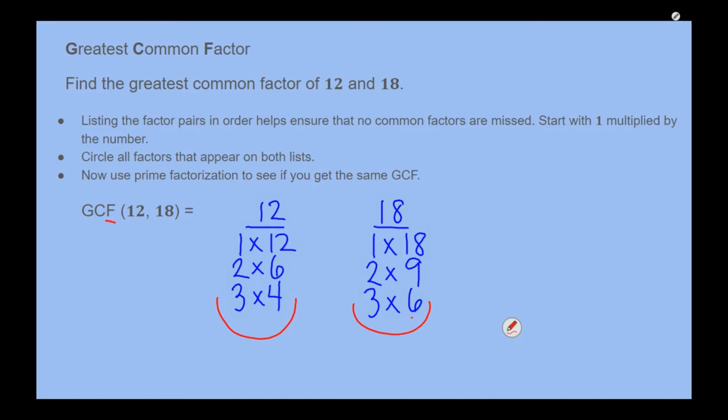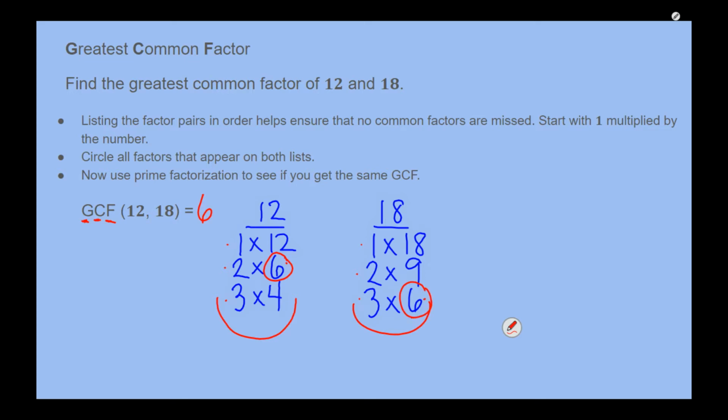So there's listing out the factors. The next step is finding what they have in common. Well, they each have a 1, they each have a 2, they each have a 3, and they each have a 6. Now, of those common factors, what is the greatest? The greatest common factor would be that 6 that they both have in common.